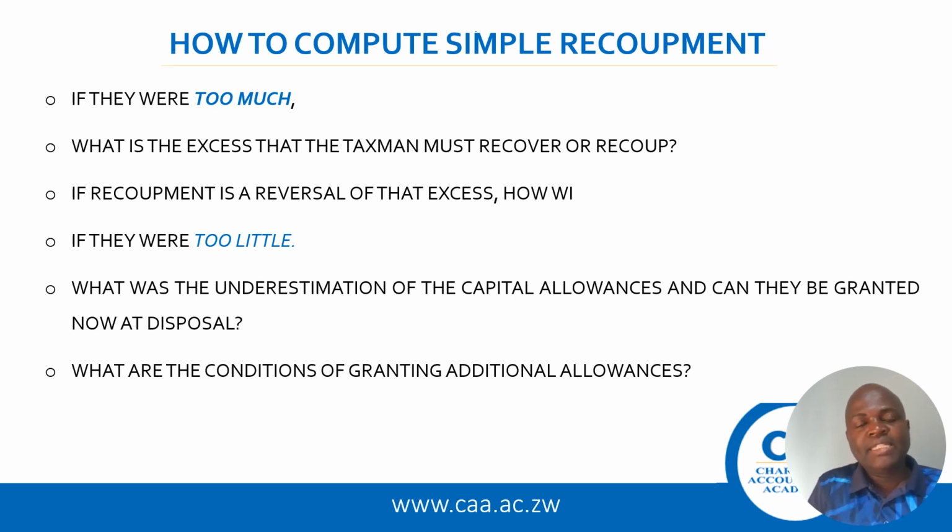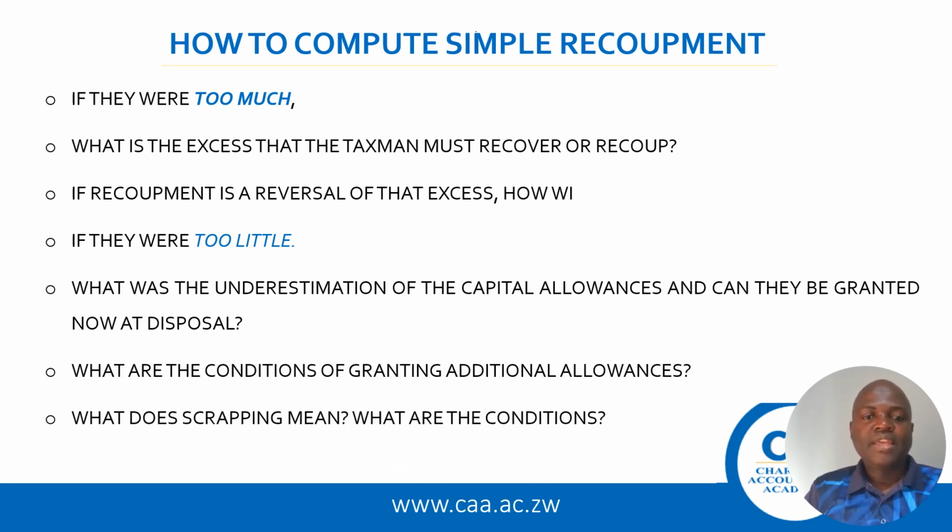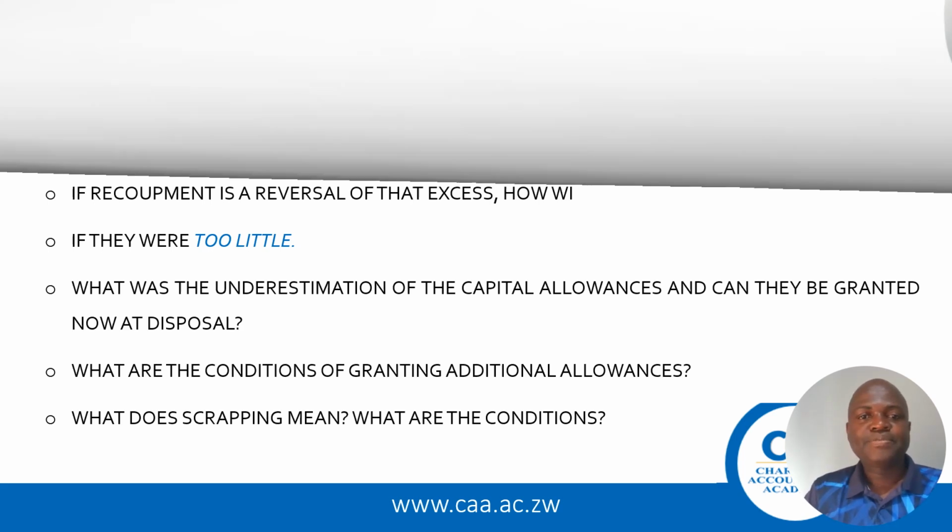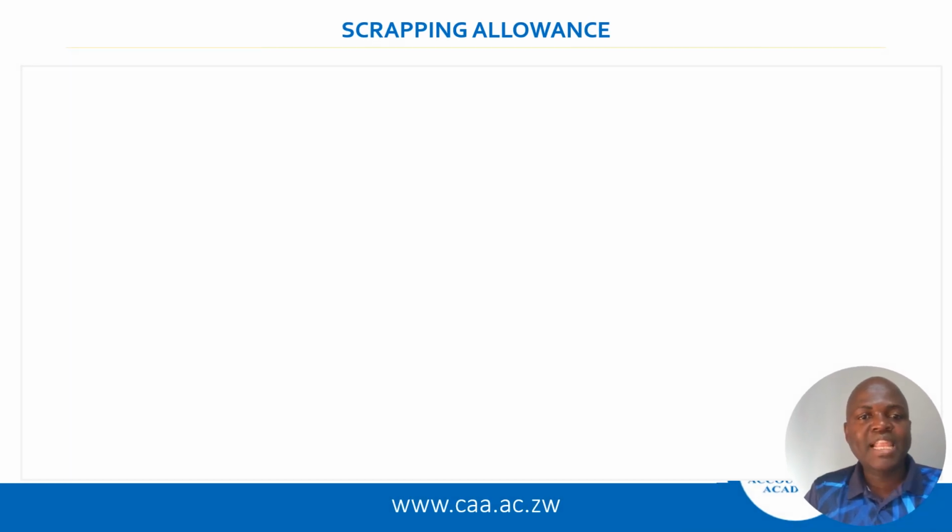So the question now is, did we not give too little allowances? And if that is the case, the taxpayer is coming to the taxman and saying, can I have an additional 5? And we are saying there are conditions for getting that additional 5. And it's about the scrapping. It's called the scrapping allowance, that additional allowance. But what are the conditions? So the scrapping allowance can only happen if the asset is being disposed by way of scrap.